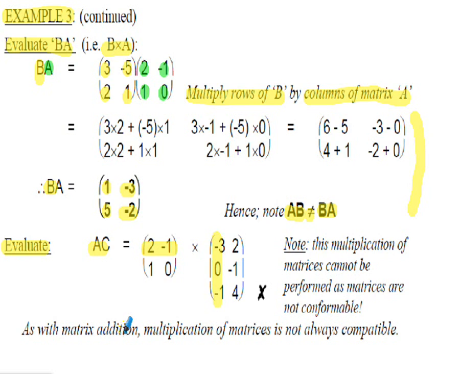There are not the corresponding elements available to undertake the multiplication process. So this cannot be performed in this particular case, as the matrices are not compatible. As with matrix addition, matrix multiplication cannot always be undertaken as the matrices are incompatible.